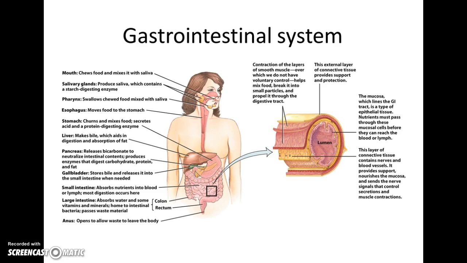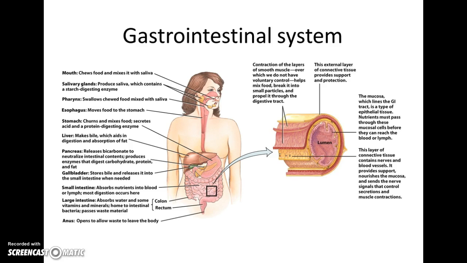We also have some different glands and organs that secrete things into the GI tract, and those are called accessory organs. So you could call the salivary glands accessory organs. They secrete saliva into the mouth, right? We have the liver, which makes bile, the gallbladder, which stores bile and releases it into the small intestine when it's needed, and the pancreas.